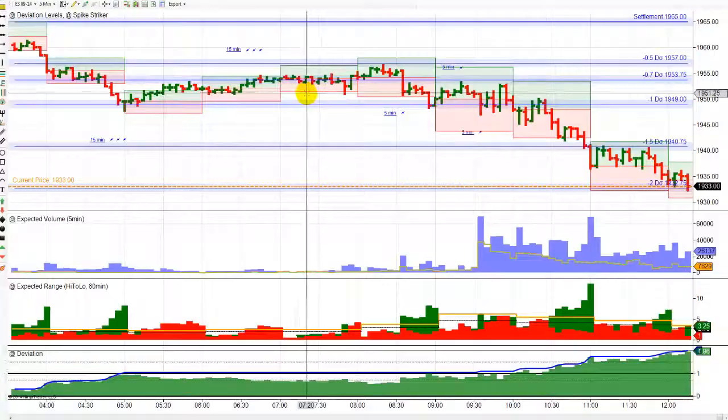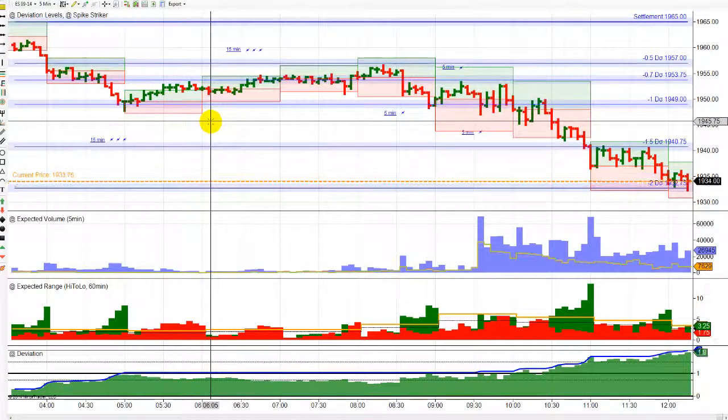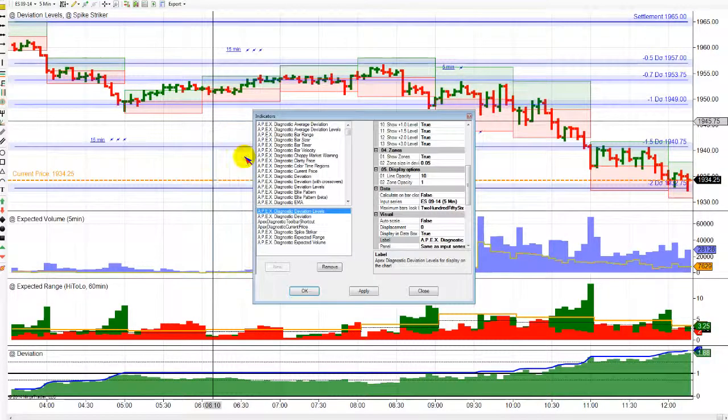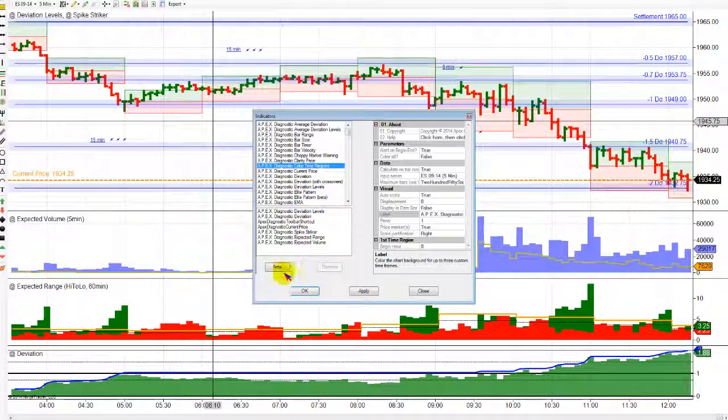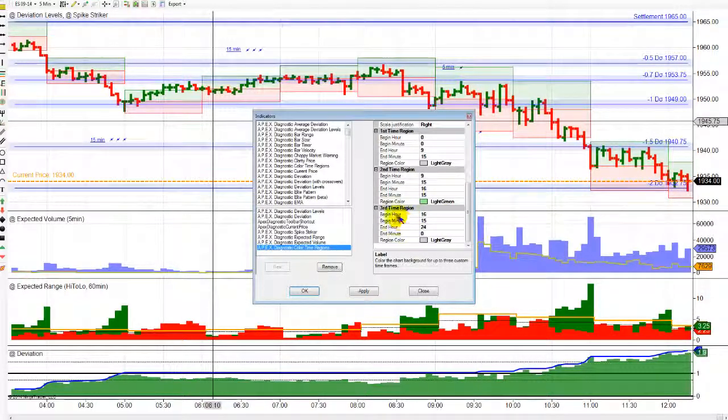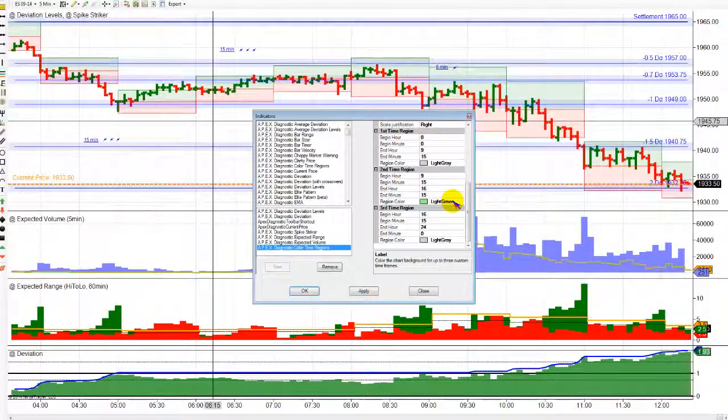Now, let's see, I did this in the past. I'm trying to remember how I did it. There's a lot of ways to do this. Let's go in and do indicators. We'll just use the color time region. Okay, so add color time region on. Then down here, let's make from midnight to 9:30.